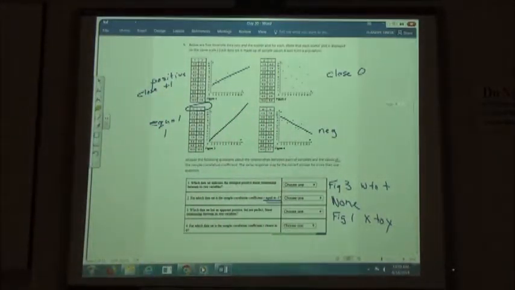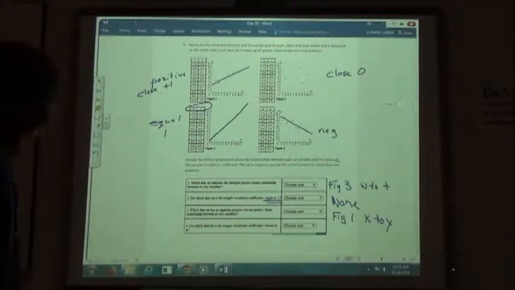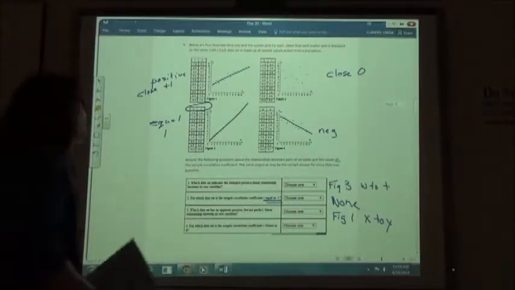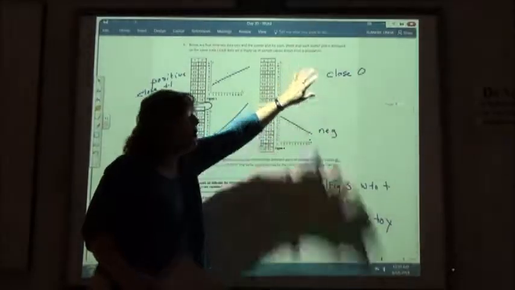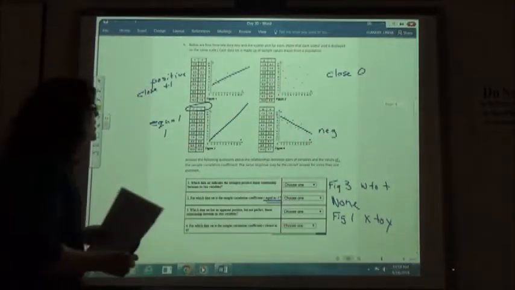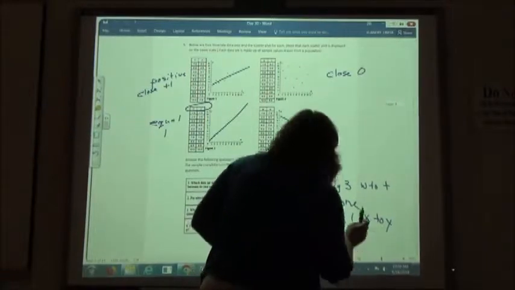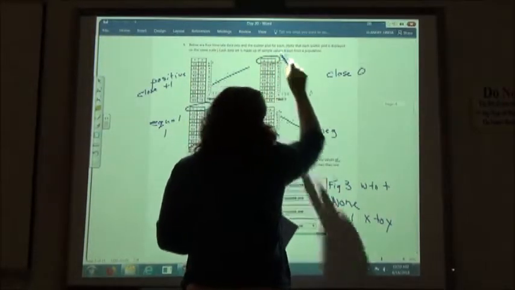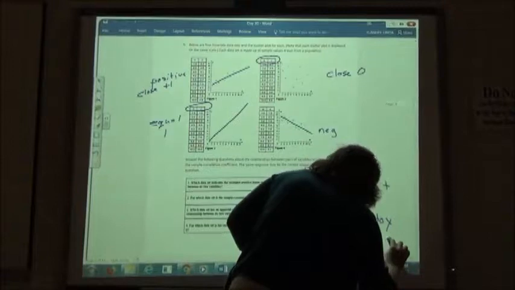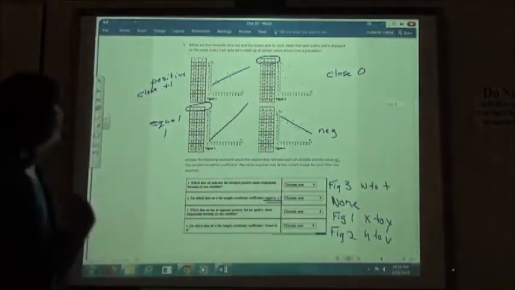And for which data set is the sample correlation coefficient R closest to 0? The one that's closest to 0 is the one where my points are scattered all over, which is figure 2. Figure 2, the variables there are u to v. U to v.